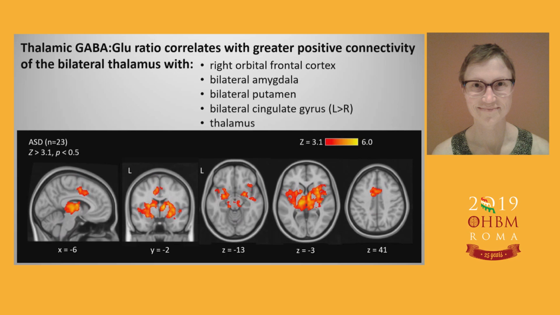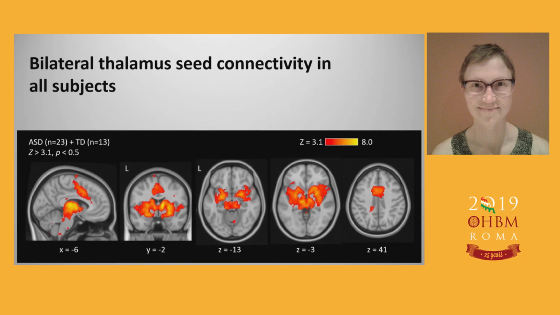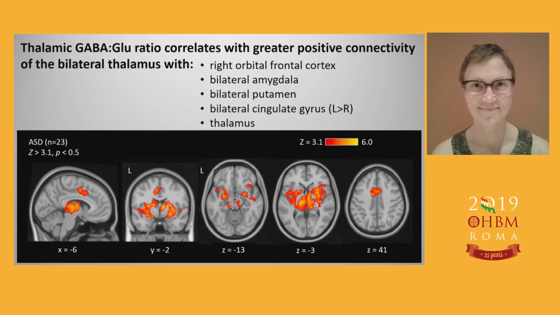One is that the areas that the thalamic GABA to glutamate ratio have greater positive connectivity with the bilateral thalamus are very much the same areas that we see that the thalamus is connected to generally. And then also that these are areas that are important for sensory modulation. So our lab has previously seen that the right orbitofrontal cortex, the bilateral amygdala, the bilateral putamen, the bilateral cingulate gyrus, and the thalamus, within the thalamus, are important areas for sensory modulation.